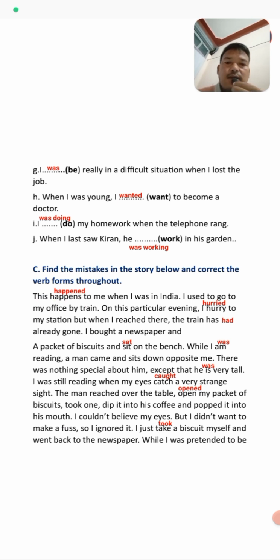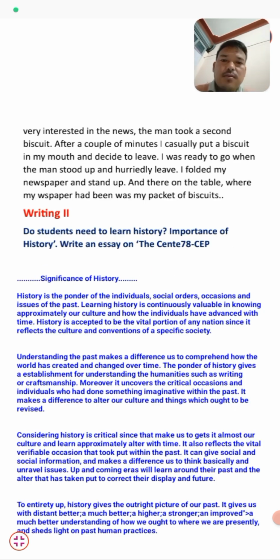In this exercise, students, as you can see, I have changed all the verbs I found in the story into the second form of the verb. Students, this is a story, and we have to correct all the forms of the verb throughout the story. Now, students, that is all about your grammar part. Now, move to the next one.